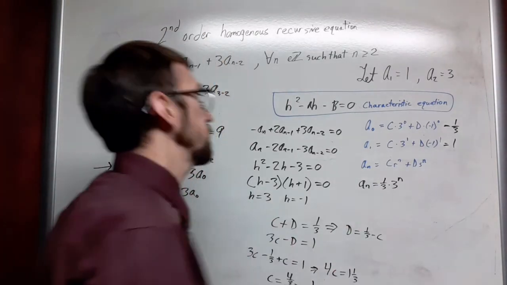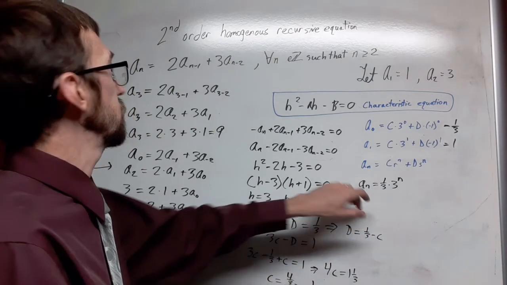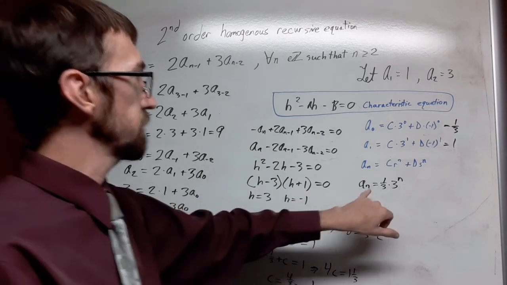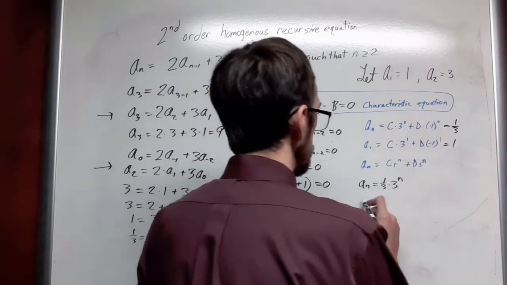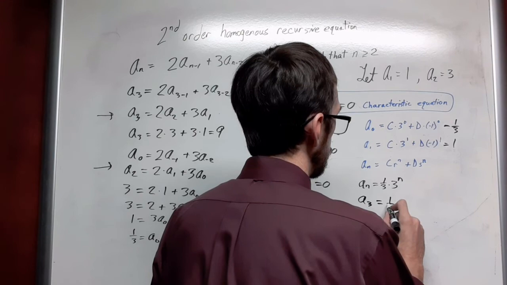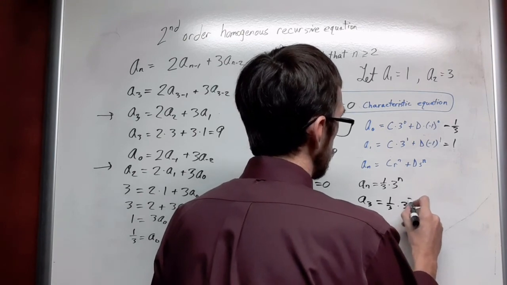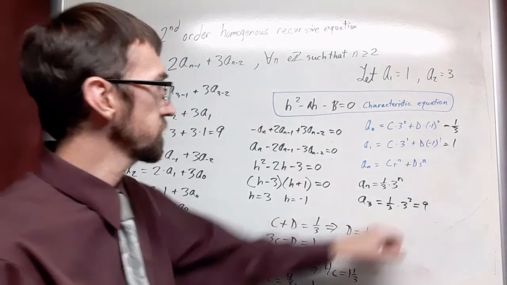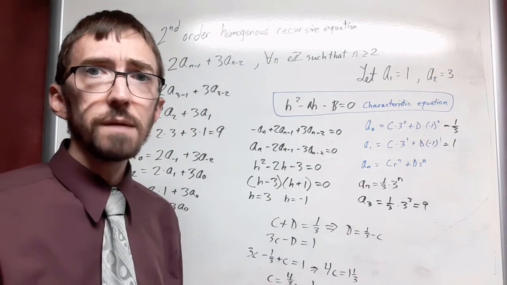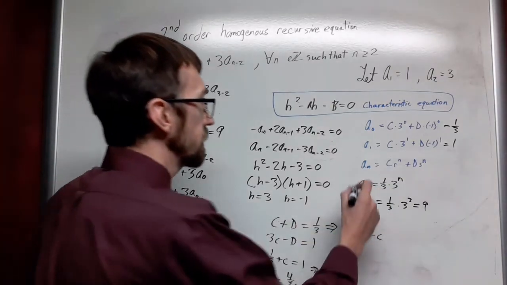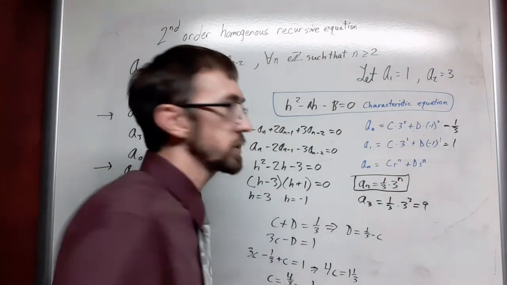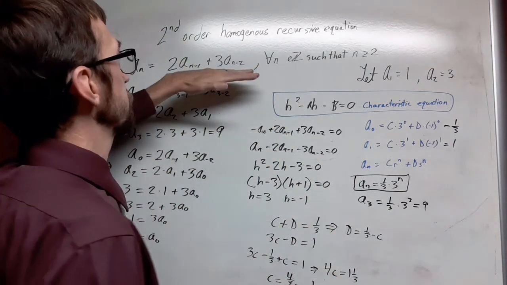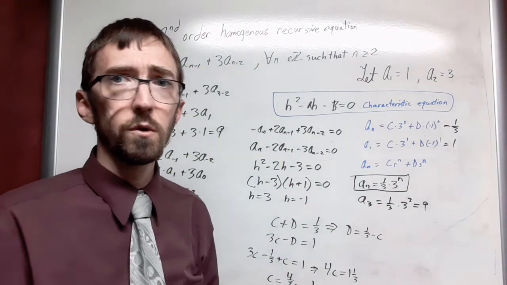So now we might want to check to make sure this works. So earlier we determined that a sub 3 should be 9. If I plug 3 into this, a sub 3 equals 1/3 times 3 to the 3rd power, which is 9. So this formula does work. So now the last step is I need to rewrite this thing in function form, because ultimately we are looking for a function that does the same thing as this recursive formula.